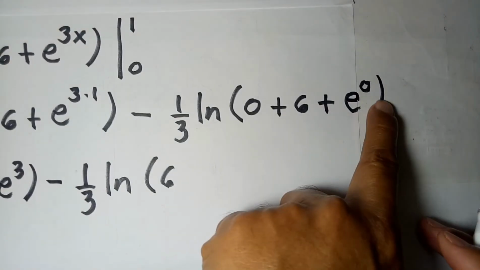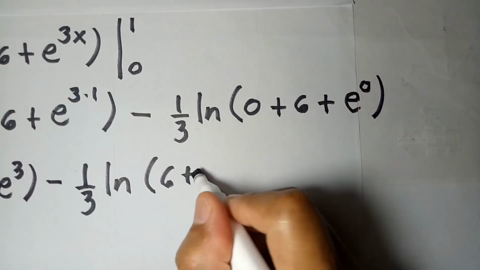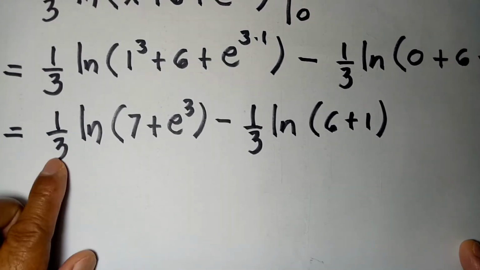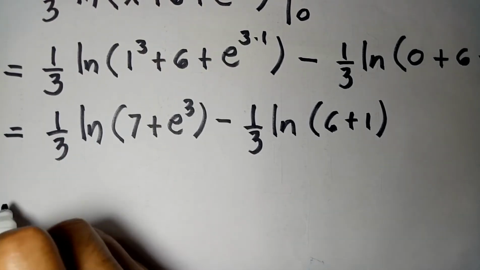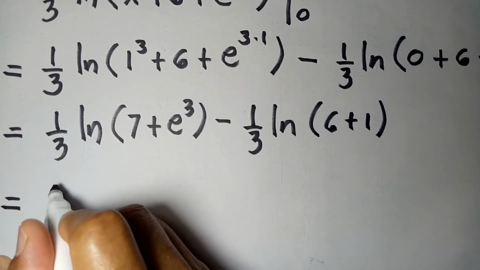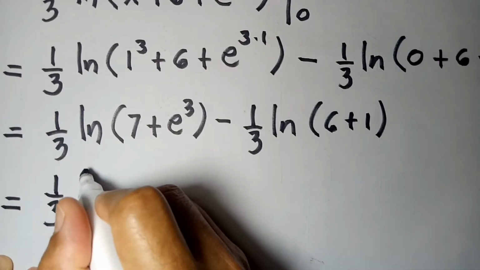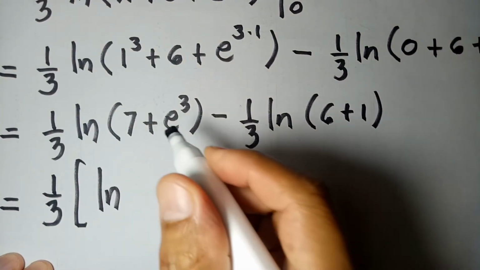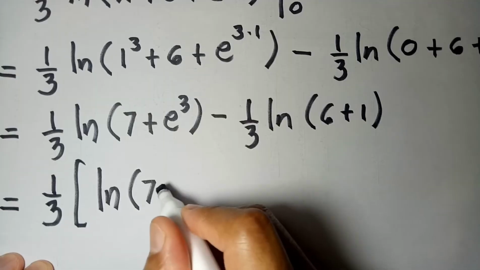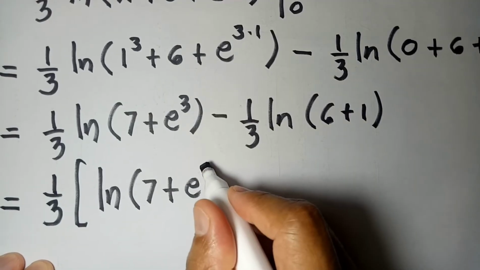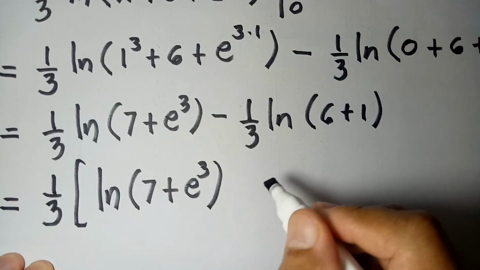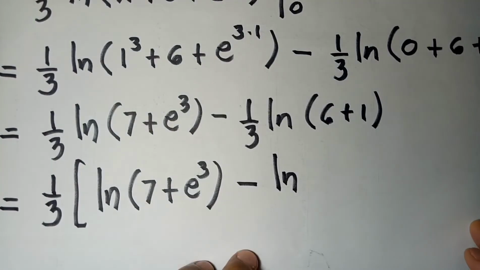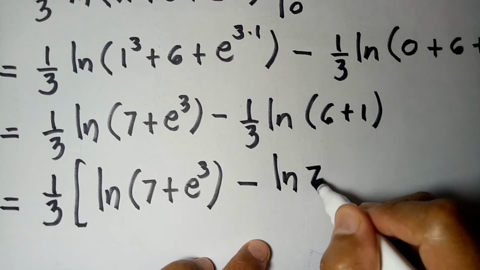And then e raised to 0 is 1. So we will have 6 plus 1. Okay, so here there is a common factor 1/3. So let us factor out 1/3. So 1/3 times ln of 7 plus e raised to 3, and then minus ln of 6 plus 1, which is 7. Ln of 7.